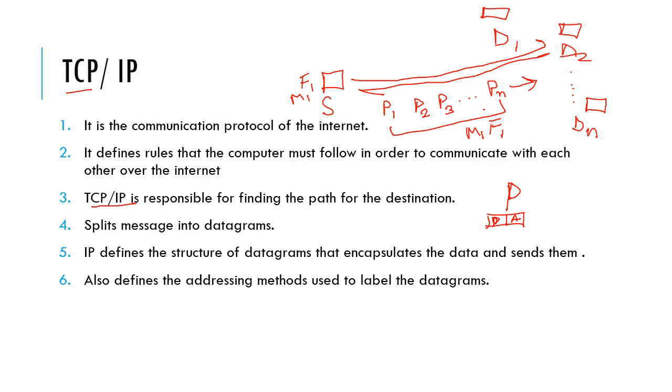IP also defines the addressing methods used to label the datagrams. As I labeled here casually P1, P2, this was just for the sake of understanding. They will have a separate address based on the addressing methods. They'll go separately.